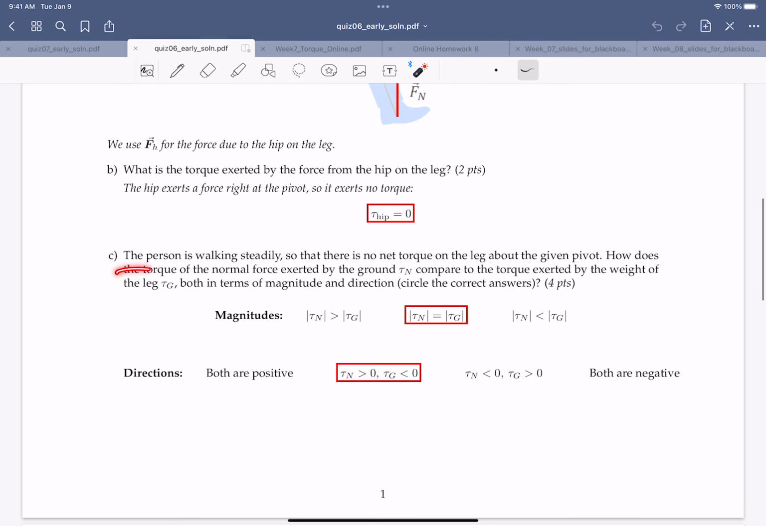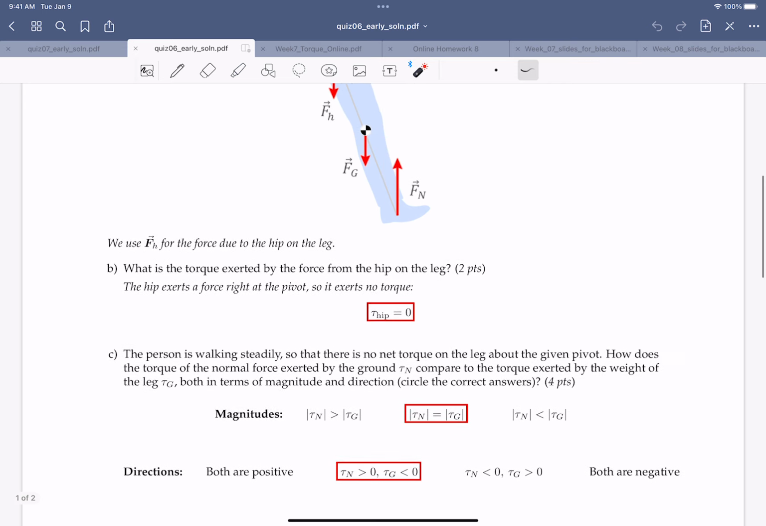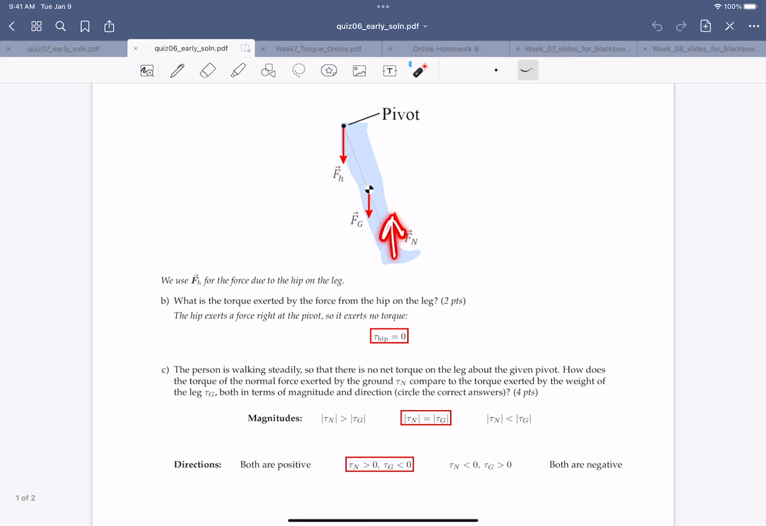But then this next part is asking, if the person is walking steadily, so there's no net torque, then how does the torque of the normal force exerted by the ground compare to the torque exerted by the weight of the leg, both in terms of magnitude and direction? First, let's start with direction. What direction is the normal force pointing in this case? If we have this pivot right here, and it points upwards, is that clockwise or counterclockwise? Counterclockwise, so it should be positive. How about force of gravity?